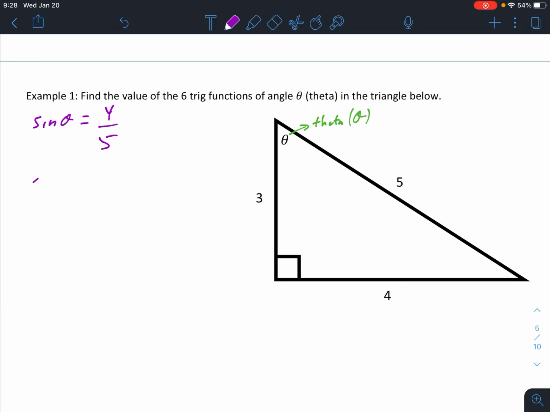Maybe next we can do the cosine of theta. Remember, cosine is adjacent leg over hypotenuse. So look at theta. What leg is next to theta? That would be 3. And what's the hypotenuse? It would be 5. So our cosine of theta is 3/5.